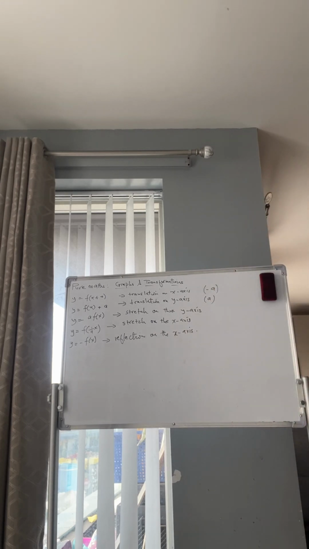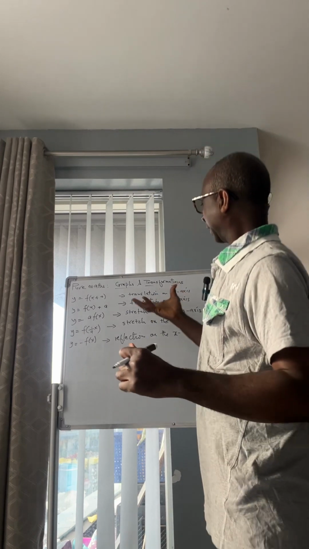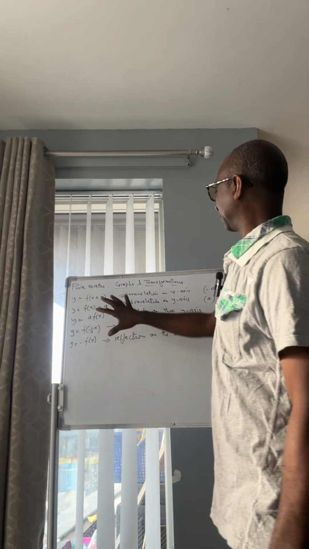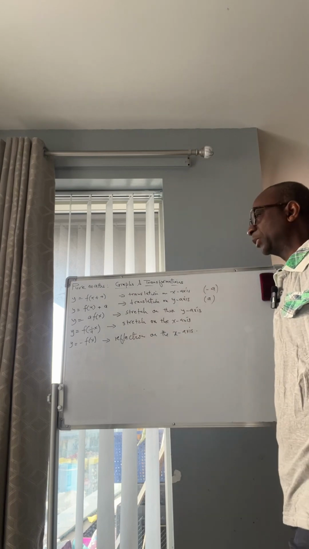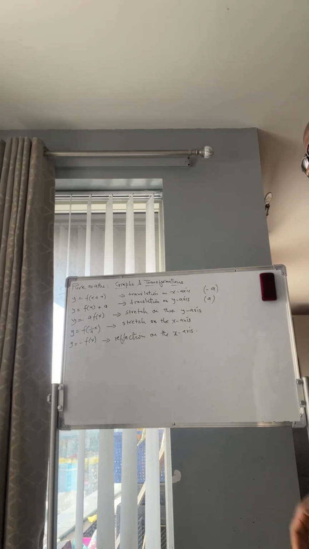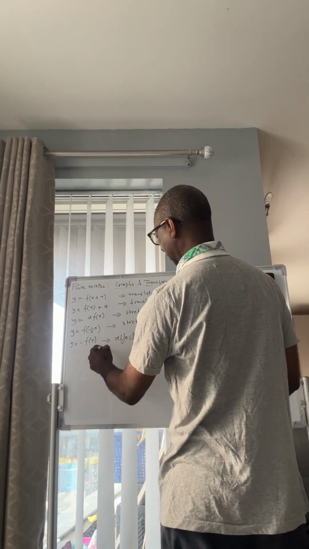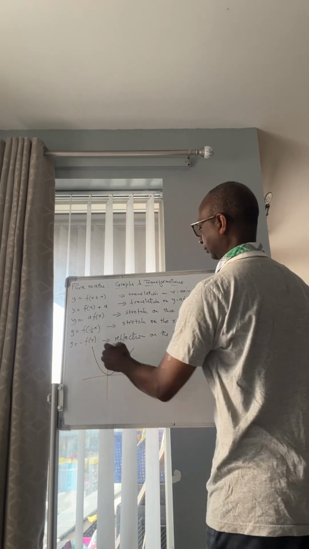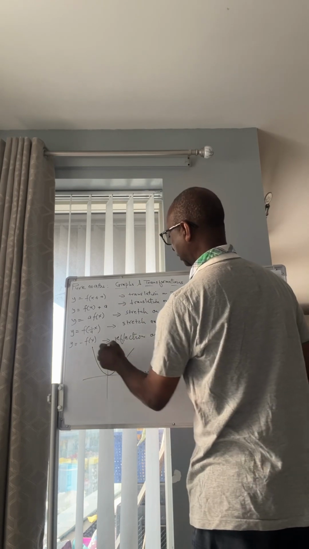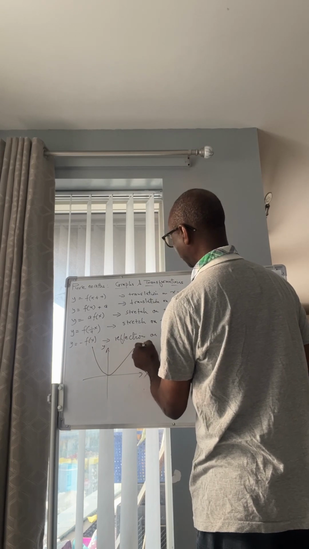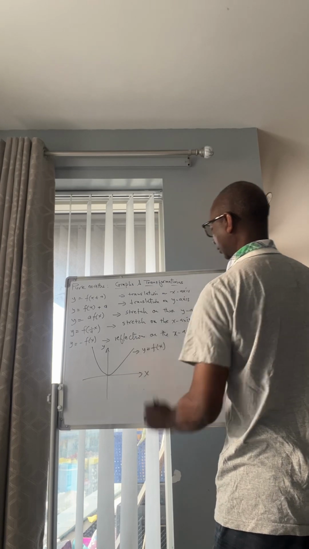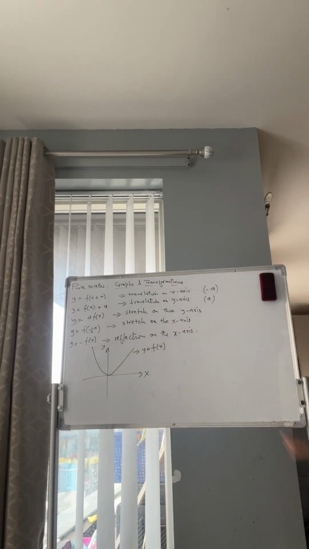So these are the basic transformations we have. They can give you a problem that combines all of these together, or they might give you a problem that uses just two of these transformations. So for example, we look at this graph. This is x, this is y, and this graph is y equals f of x.